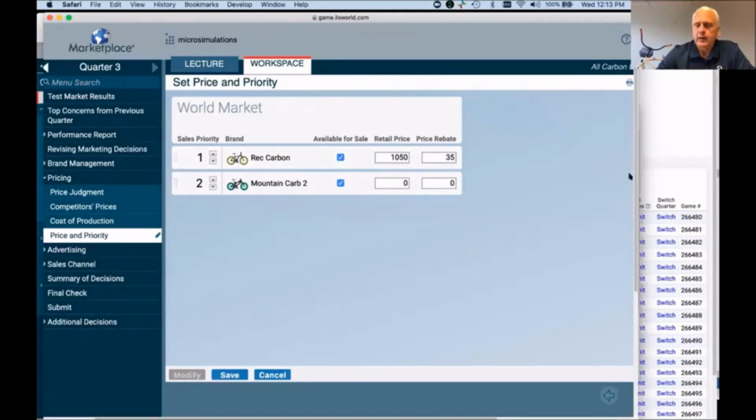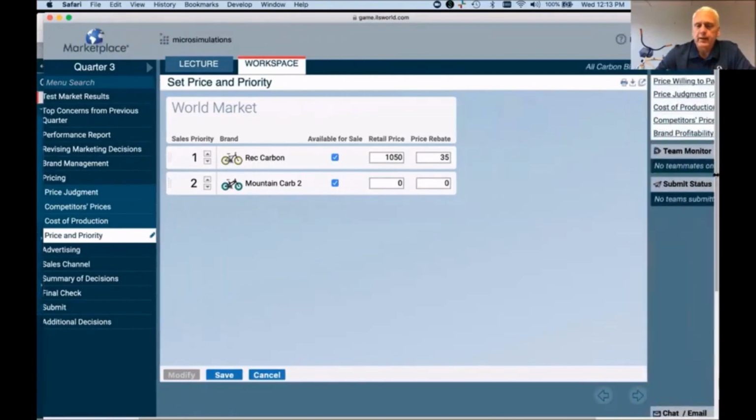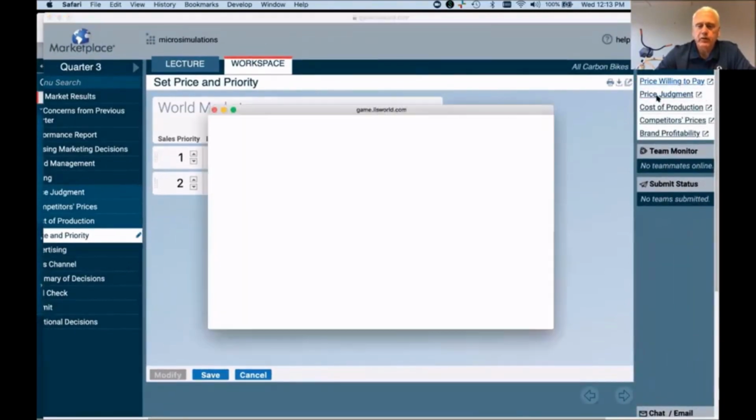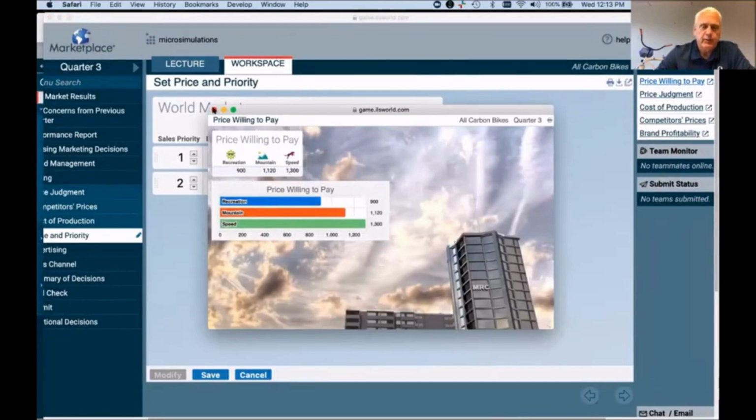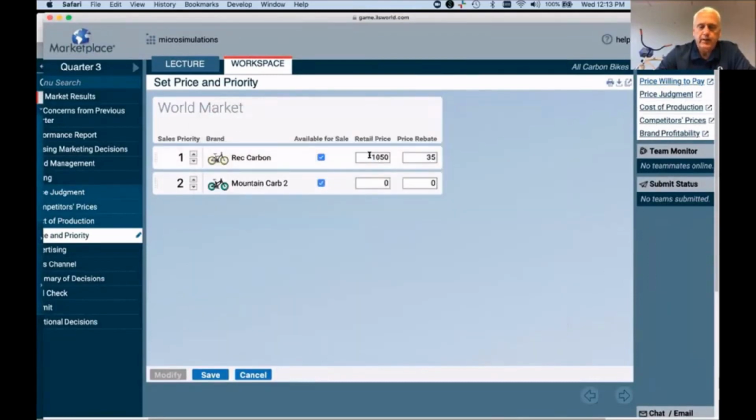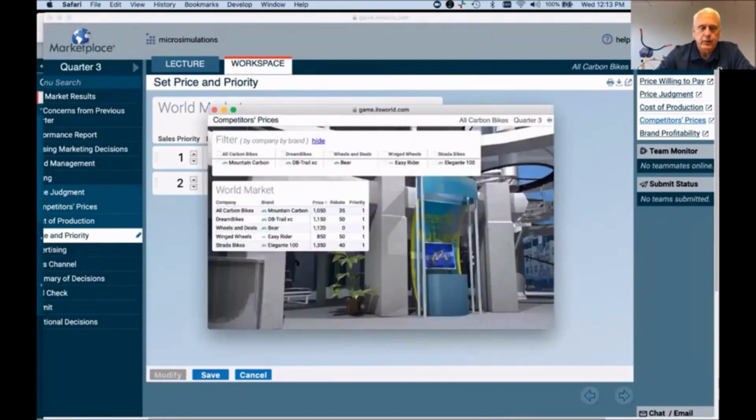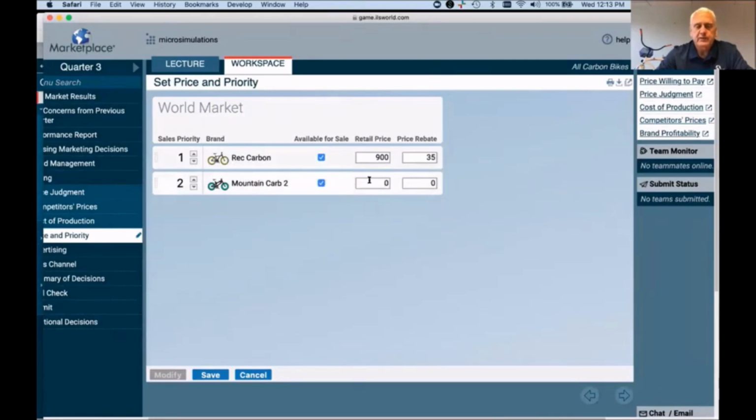I need to think about what price that should be at. So I'm going to look at price willing to pay for a recreation model. It's $900, so I'm going to price it at $900. And my revised Mountain Carbon, what did I charge last time? Last time I charged $10.50 with the rebate, and I'm going to raise it a little bit because it's a little better bike. I'm going to make it $10.90 and no rebate.